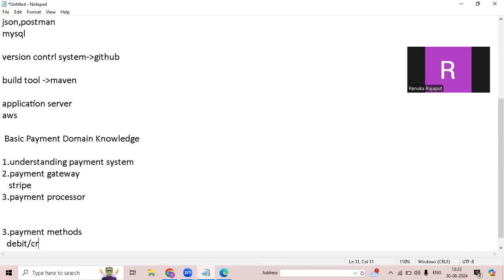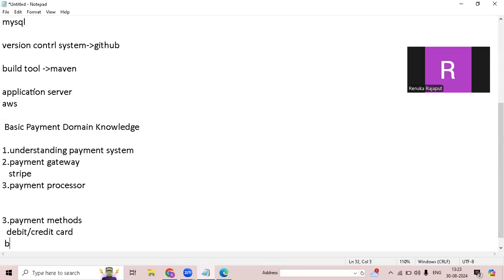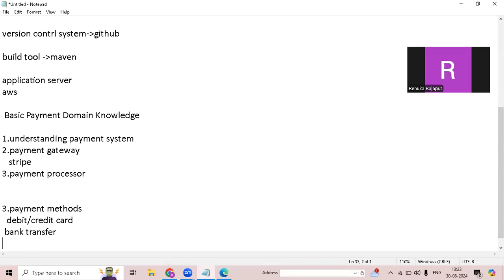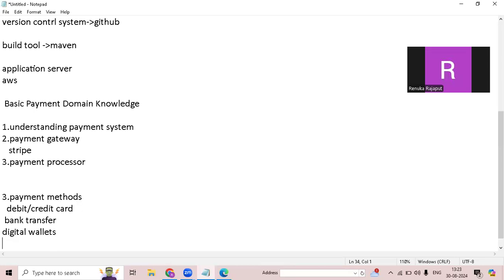Debit or credit card, bank transfer. Through bank transfer you can do the transactions, and also digital wallets. Through digital wallets, digital wallets means Google Pay.